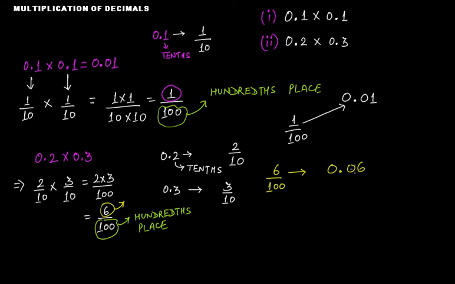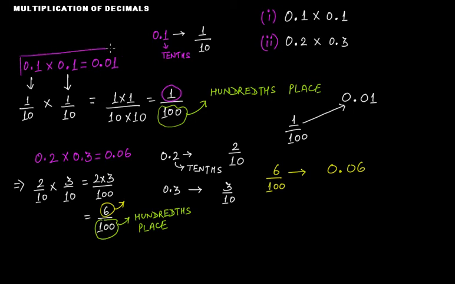And why is it 0.06? Because 6 is at the hundredths place, but we don't have any other digit, so it tells us that at the tenths place we have 0. We don't have any other digit, right? So the answer for this one is 0.06.